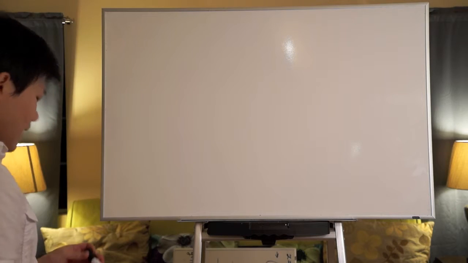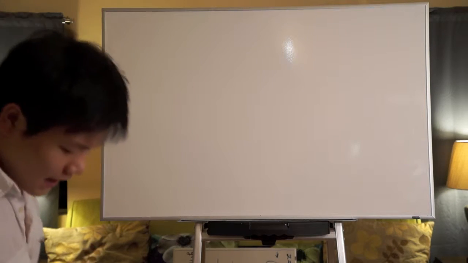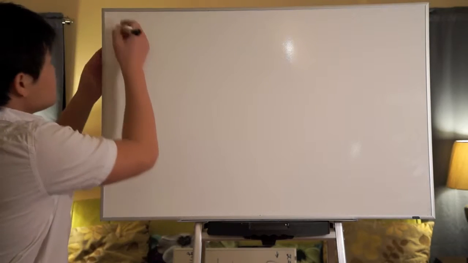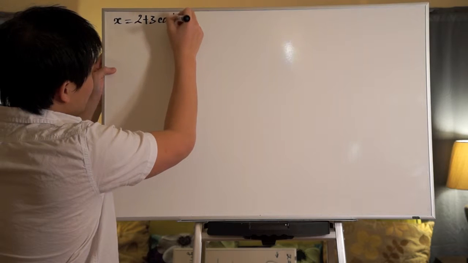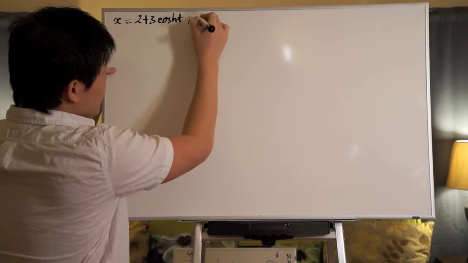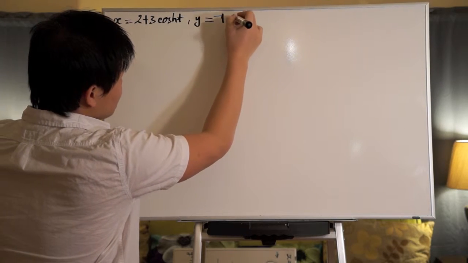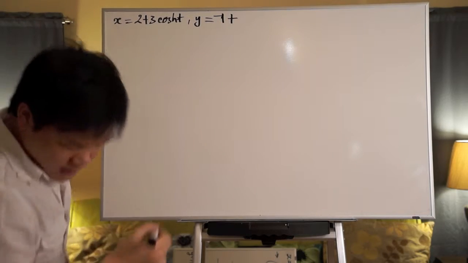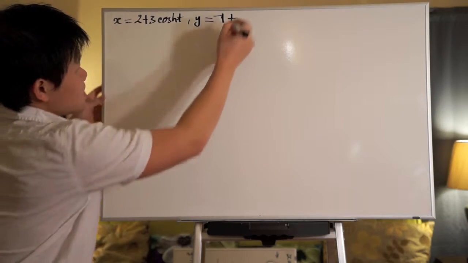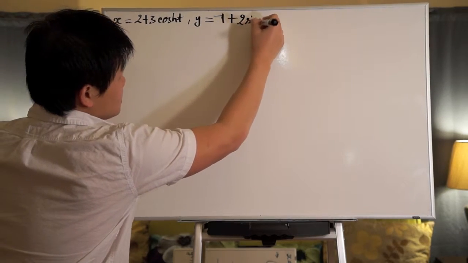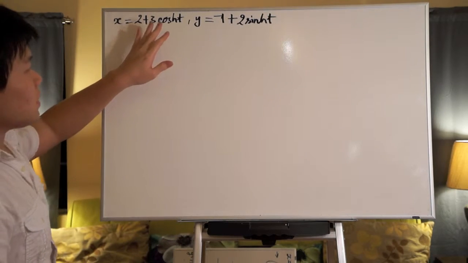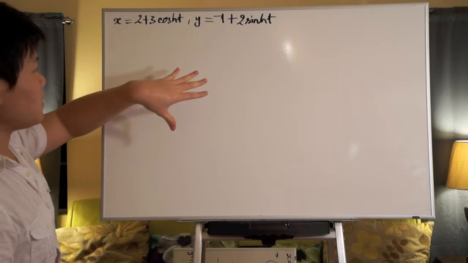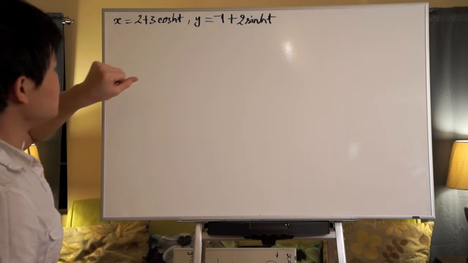So before we have x equal to, let's just write down again what we have initially. x equal to this, and y equal to minus 1 plus, I think it's 2 sinh t. So 2 sinh t. Alright, so we have the general curve. We know it's a hyperbola. Now we're going to use calculus.